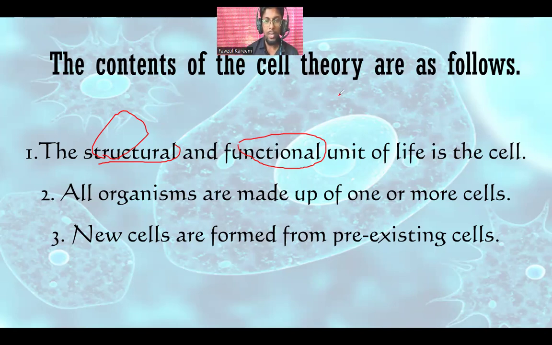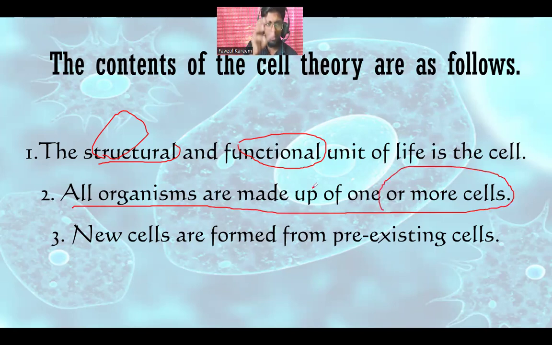Right. The next theory: all organisms are made up of one cell or more cells. That means, my dear, if you want to say an organism is a living organism, for example, whether I am an organism or not, I am an organism, right? Because I am growing, I am talking, I am eating, I am running, I am moving. So I am an organism. I am made up of many cells. The human is made up of many cells.